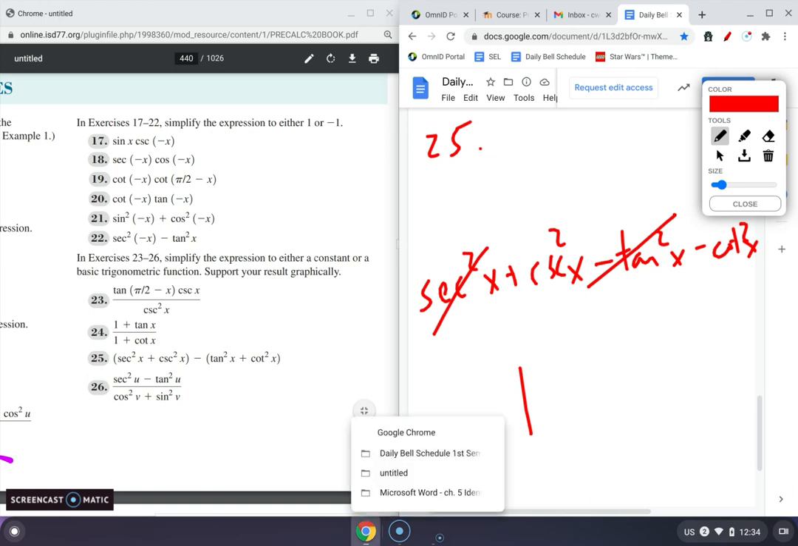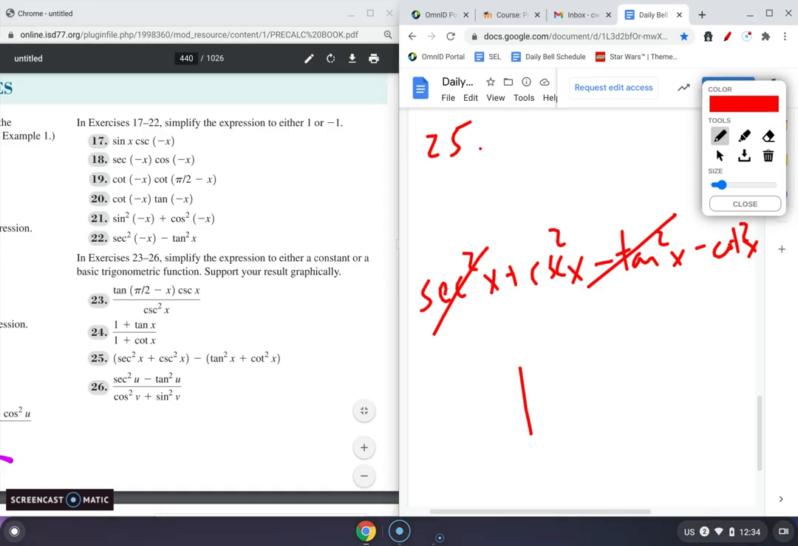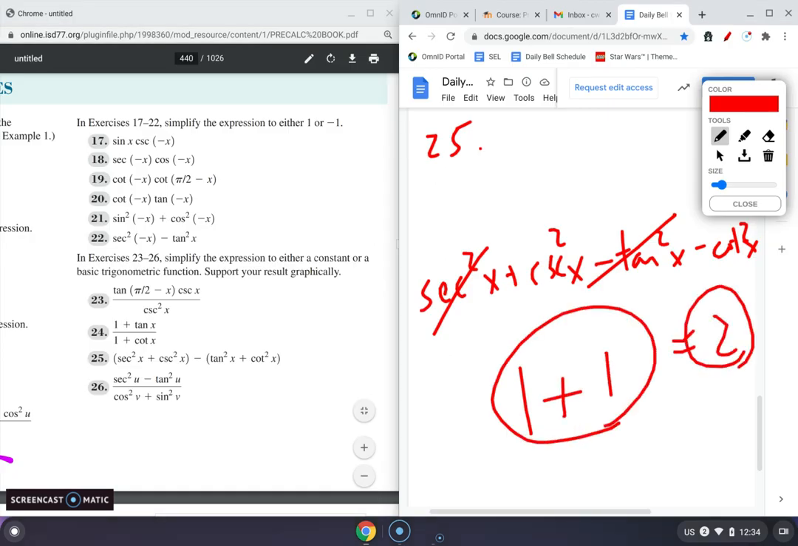And then I would hope cosecant squared minus cotangent squared, and boom, right there, if you subtract, remember you can use these Pythagoreans and move them around. If I subtracted that over there, I would also be left with 1. So actually both of those are equal to 1. 1 plus 1 would be 2. So the answer to number 25 would be 2.